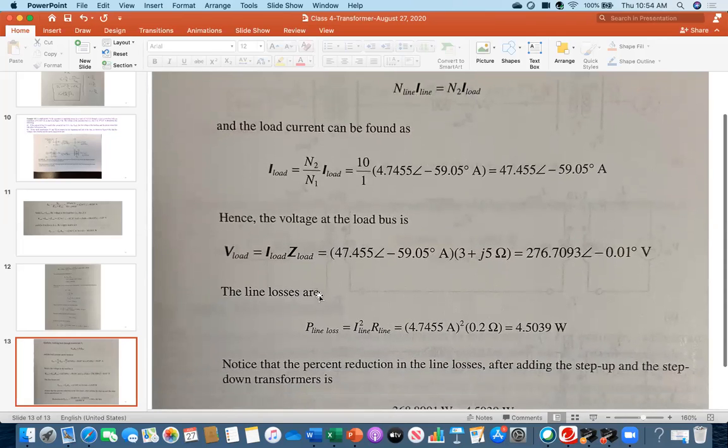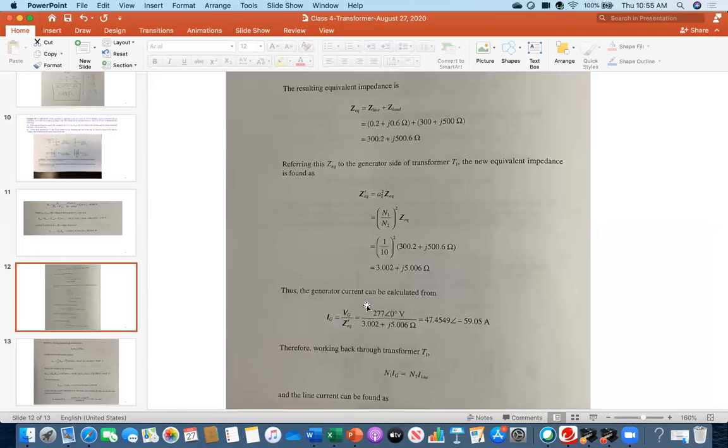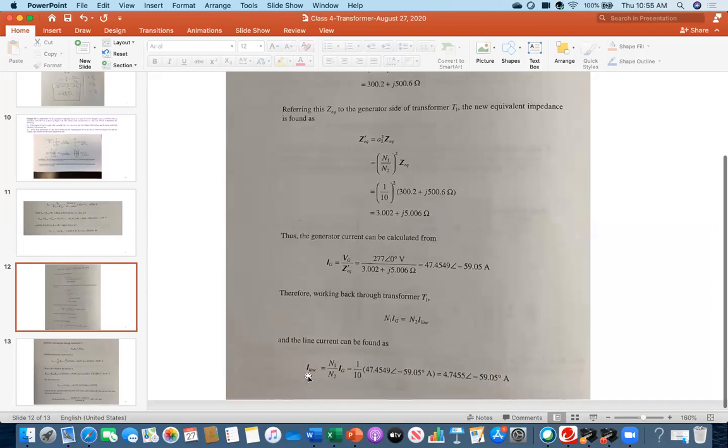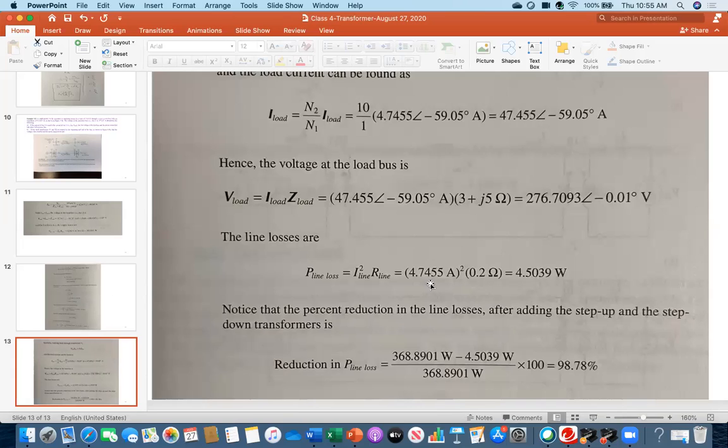And then what is the line loss? Line loss, same as before: I line squared times R line. So this I is not that I. This I is where we calculated I line, this value. 4.7455 is squared. So you look at 4.7 squared multiplied by this one. Then I got this many watts.